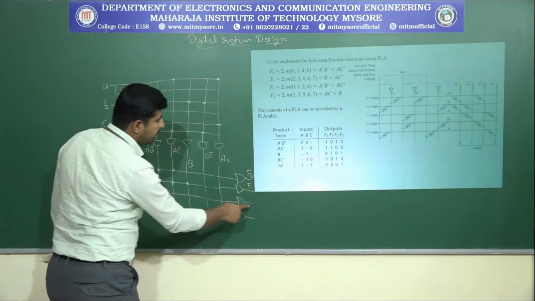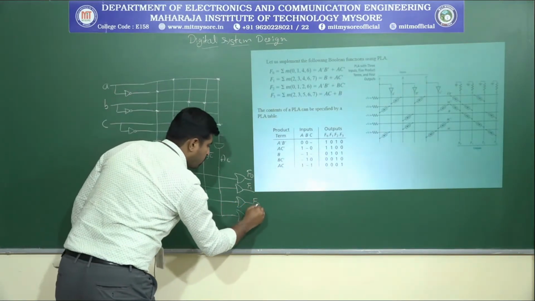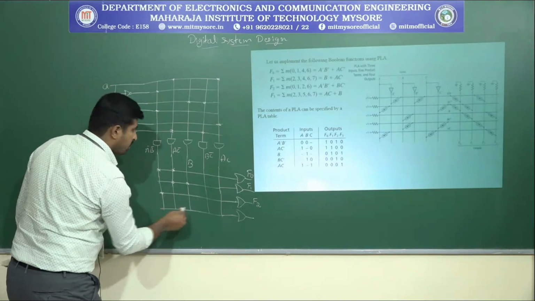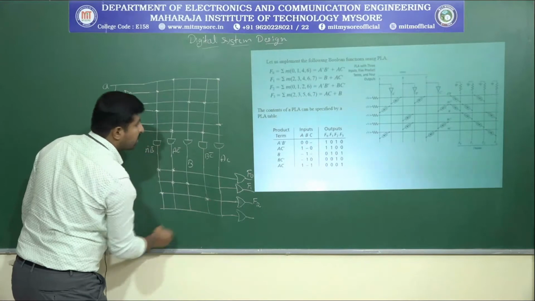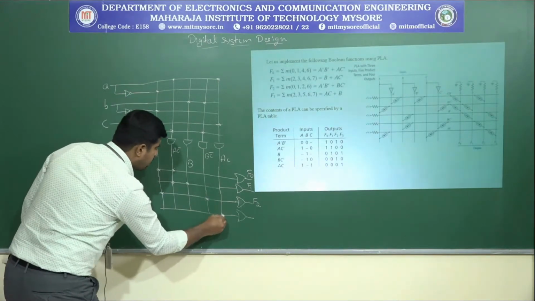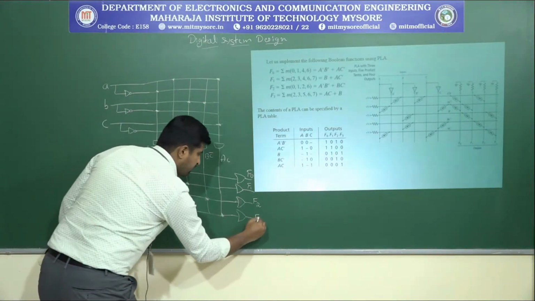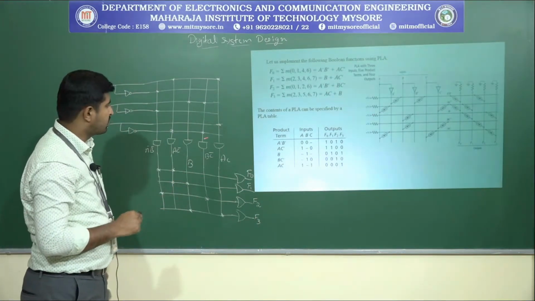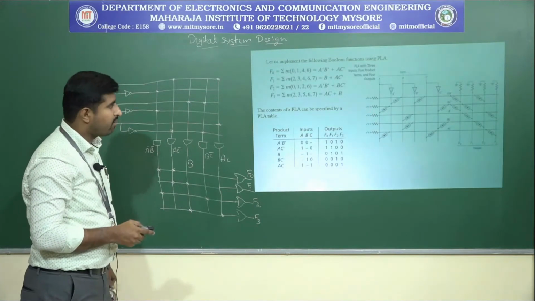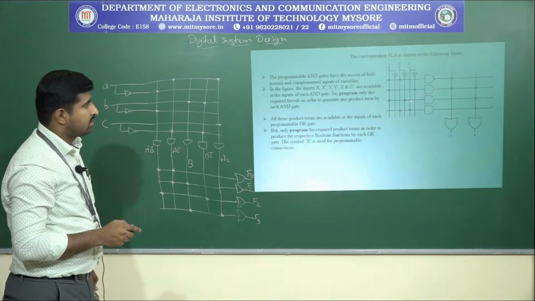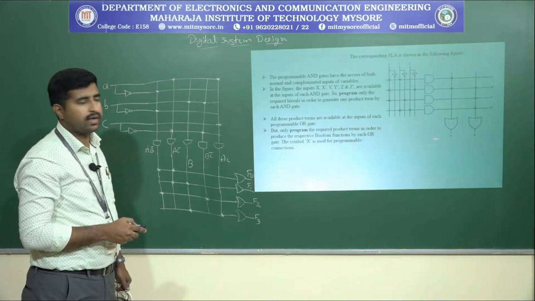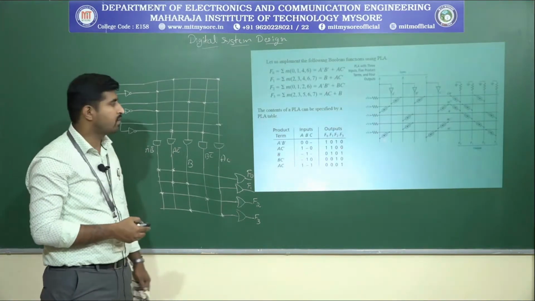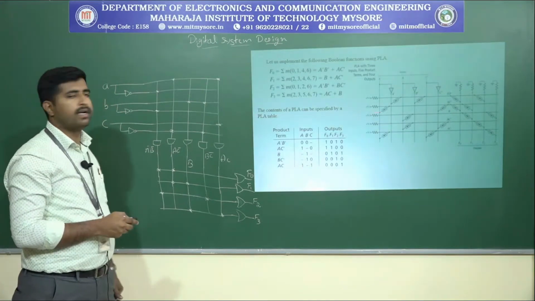Similarly, this is F2: A bar B bar, B C bar, and one more. And A C and B, this is F3. So this is the same circuit actually; both are the same. Since we have followed AND gates and OR gates, that's why it is represented here in the same way. Don't confuse, both are the same. This is how it is implemented.